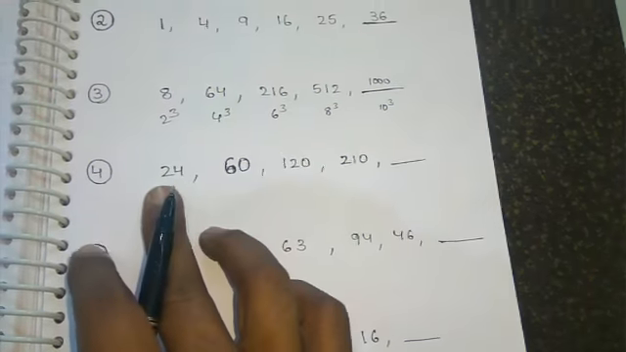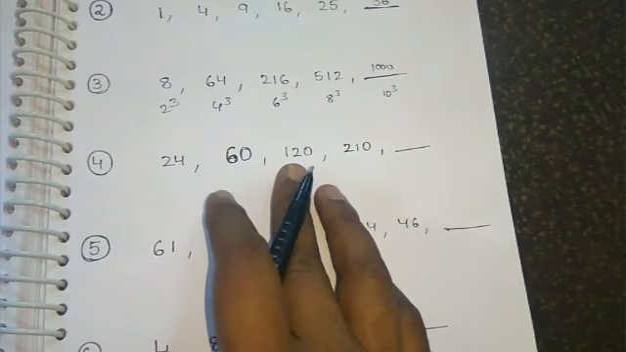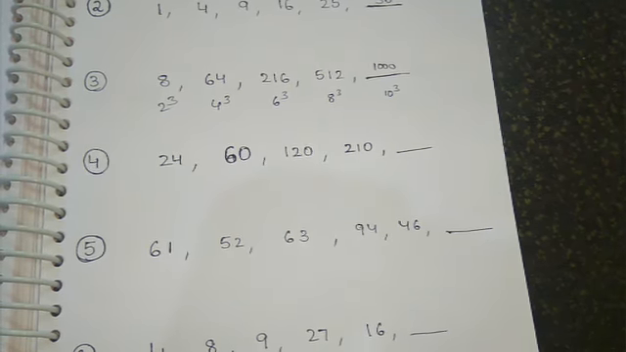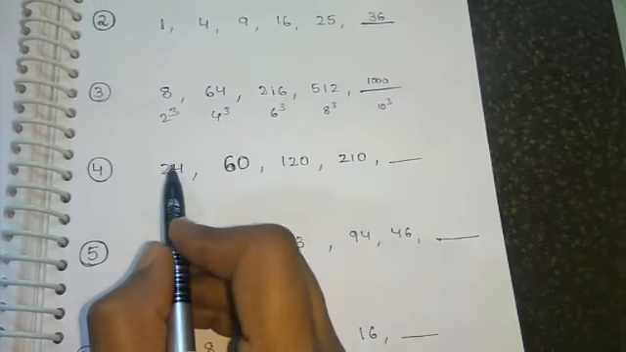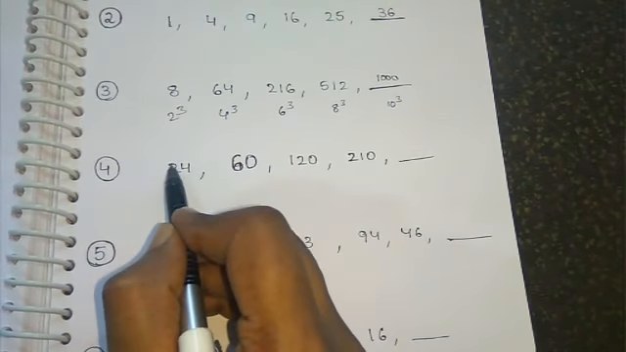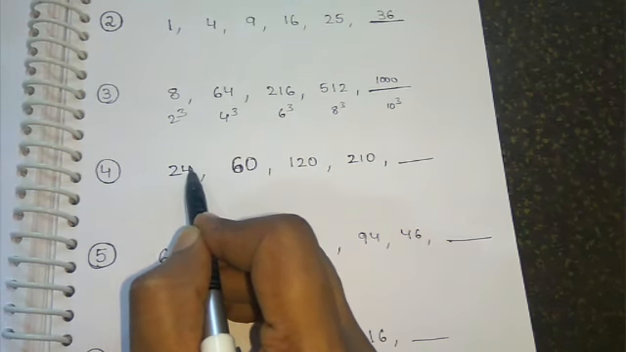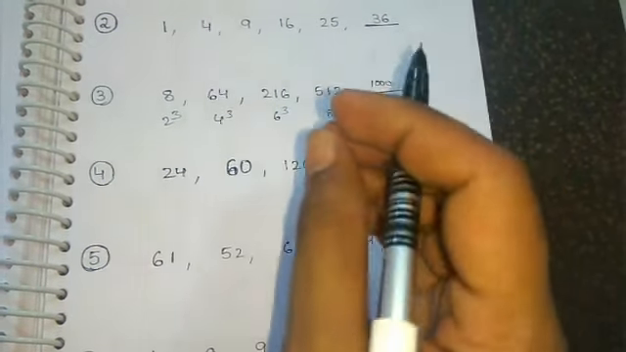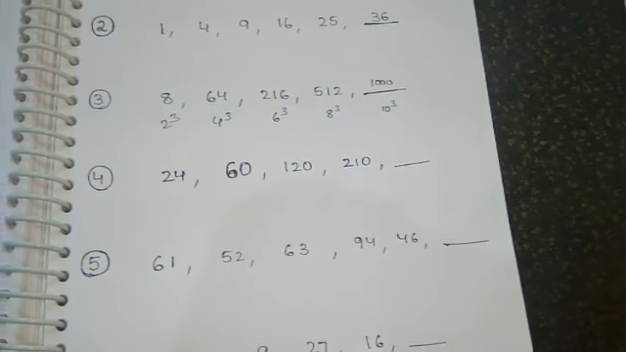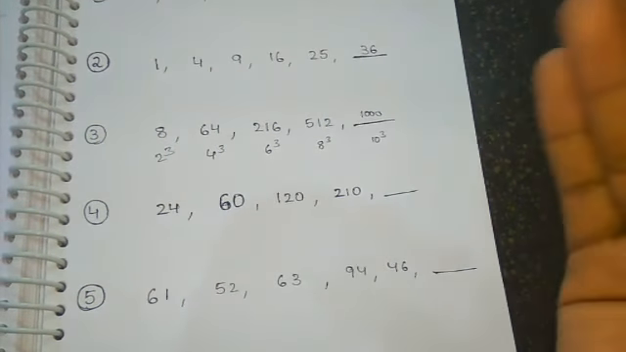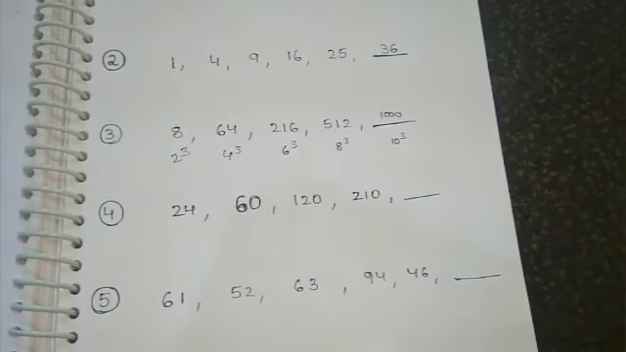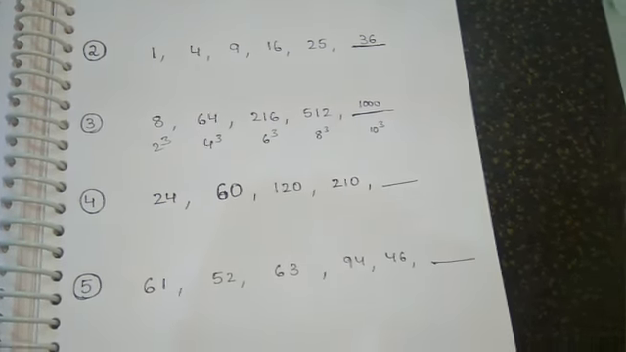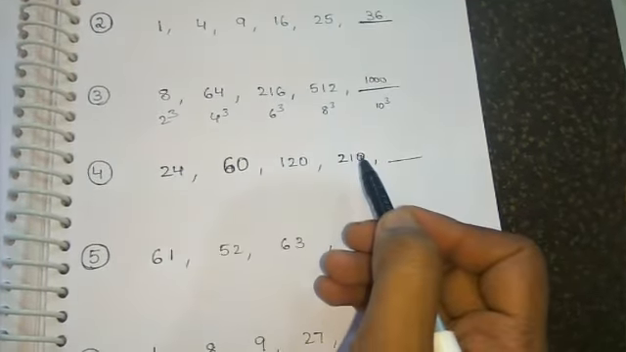Okay, see the next example. 24, 60, 120, 210. So what will come next? You should clearly observe that by just seeing 24 you should get the idea of 27, which is 3 cube. Okay, so you should practice well. You should thoroughly know every square and cube. So 3 cube is 27.